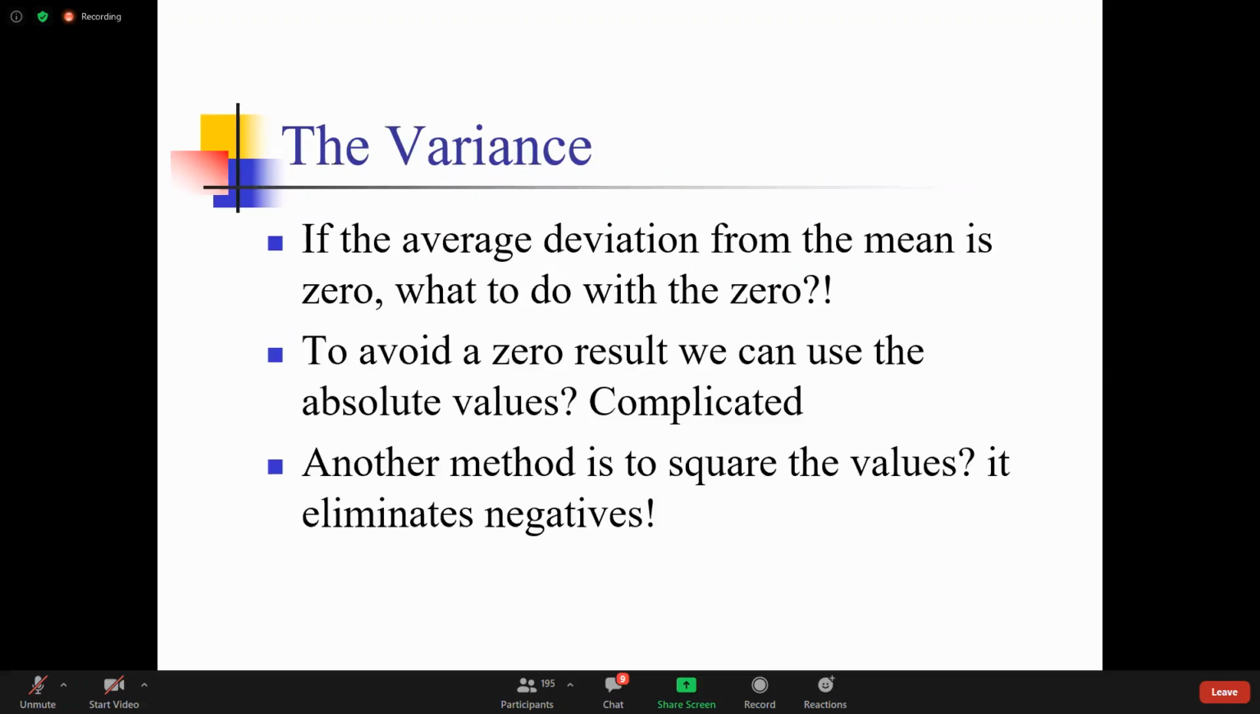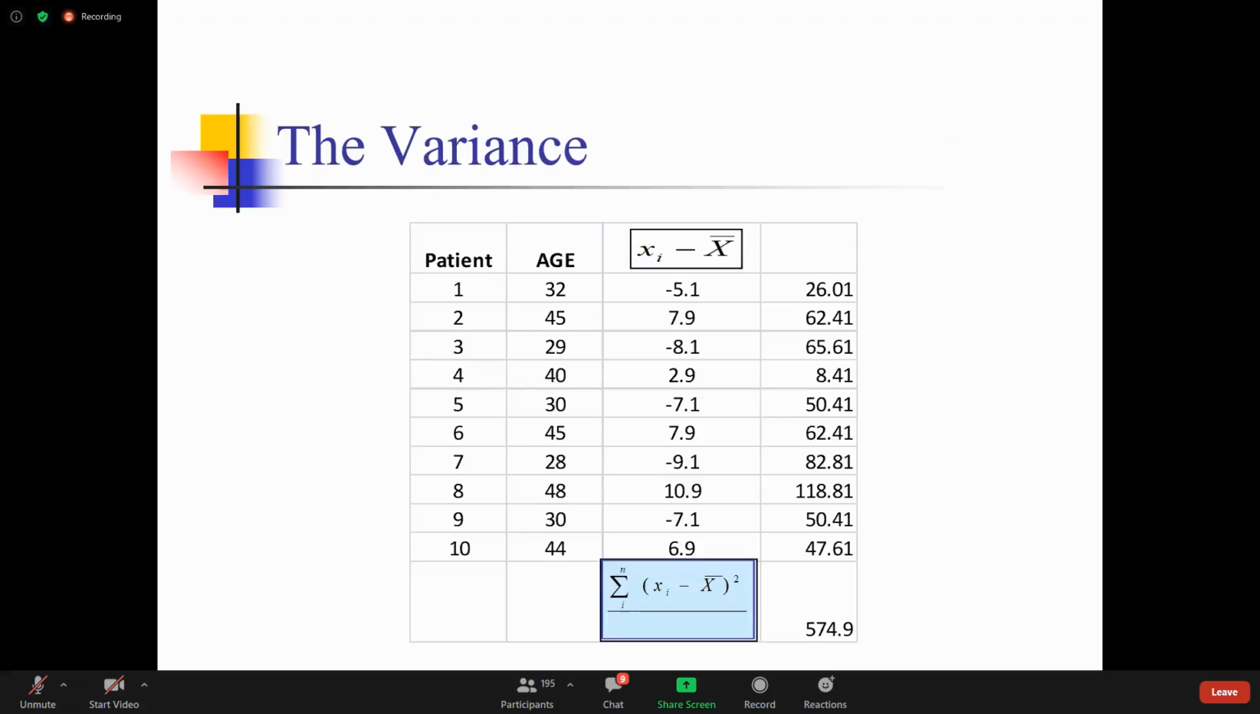Well, how do we get around that? People said, wait a minute, I have a way out of it. Let's square this deviation. So instead of minus 5.1, let's square it. It becomes 26.1, positive. Now if we square all of them, like we did here, we can add them, and the value is 574.9. So now we have a number. We don't have to worry about 0 showing up every time we do the average deviation.